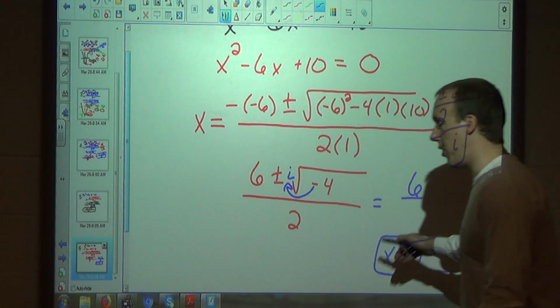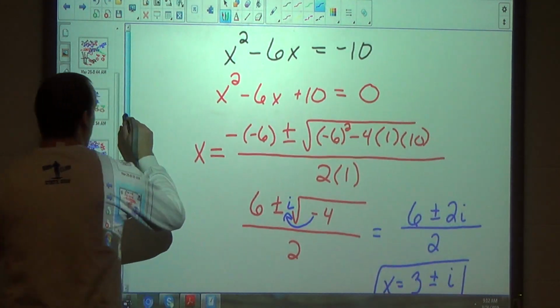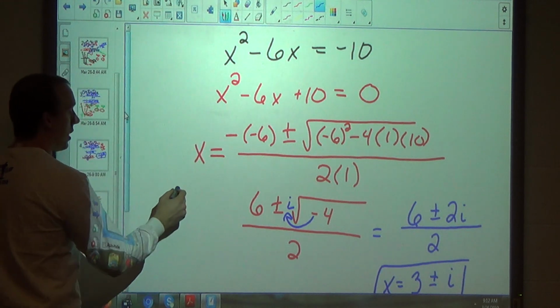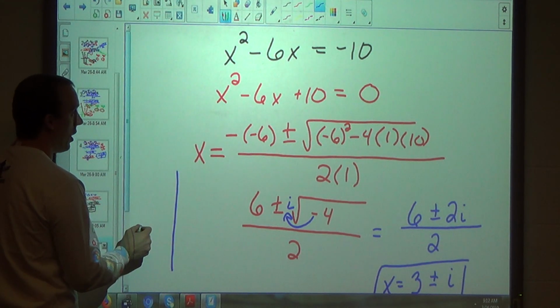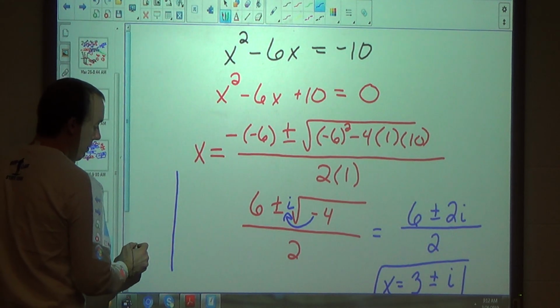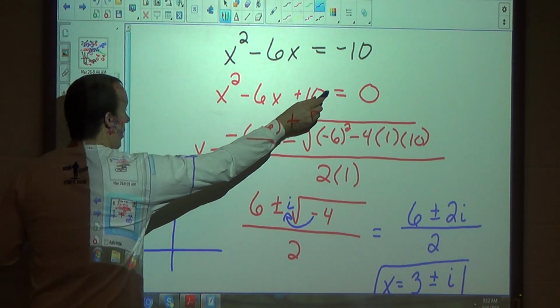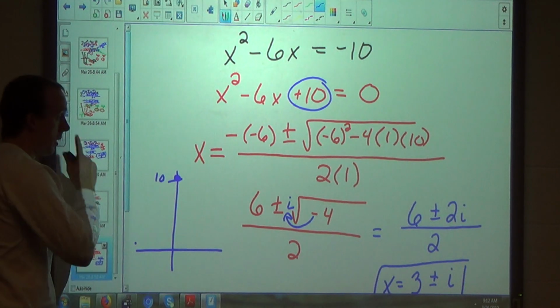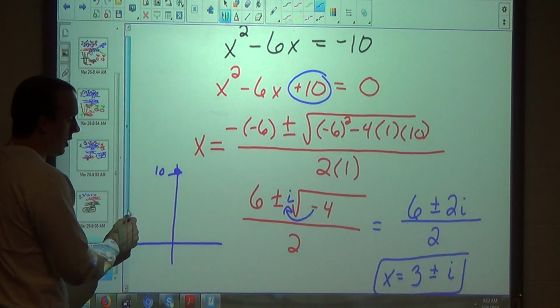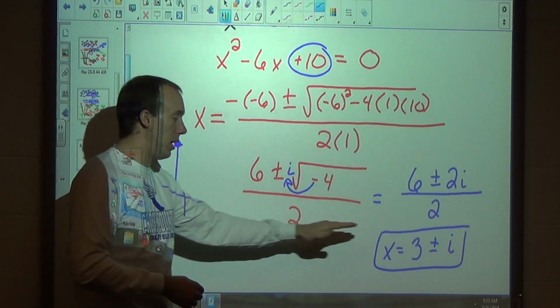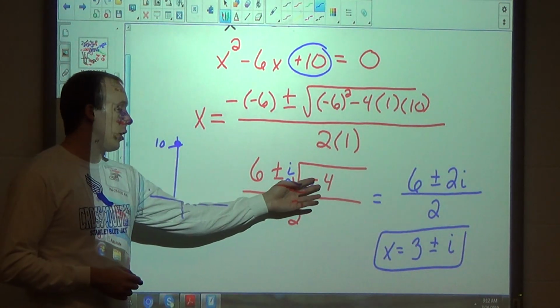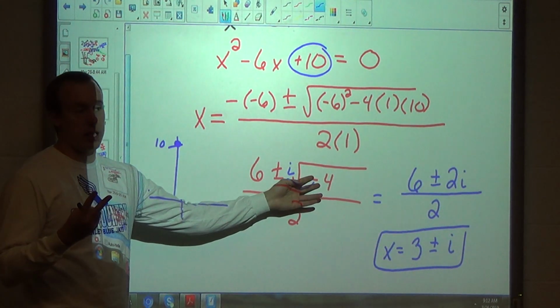Let's think about this. What would this look like on a graph? So what's my... Wouldn't touch, right? Is my y-intercept, what is my y-intercept up here? 10. So 10 is my y-intercept. Smiling or frowning here? Smiling. Okay, now here's the only issue though.